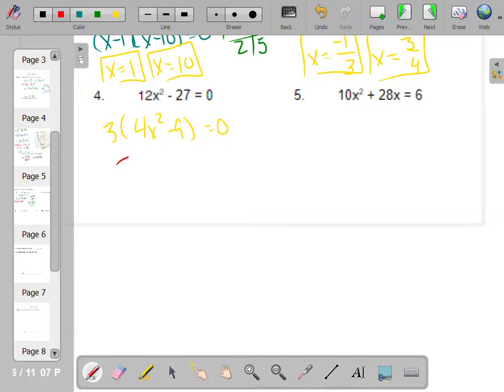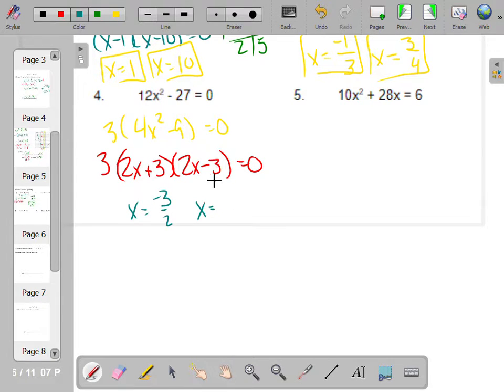The square root of 4x squared is 2x and the square root of 9 is 3. And when you're factoring dots, you're talking about conjugates, so one is plus, one is minus. I want to know when they equal 0. So here I would subtract 3 and divide by 2. If I set this equal to 0, I would add 3 and divide by 2. So negative 3/2 and positive 3/2 are my zeros.